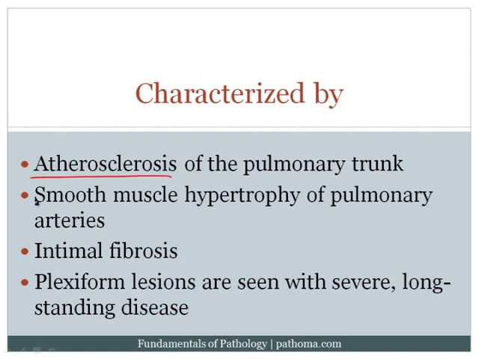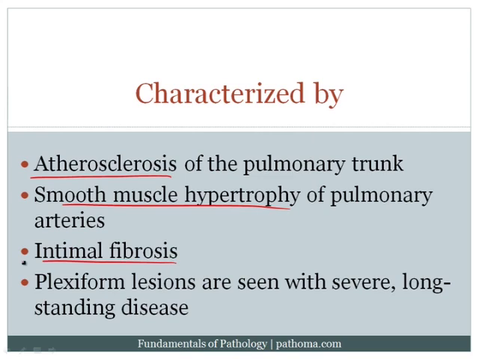You get atherosclerosis of the pulmonary trunk. The idea here is that if there's high pressure on a vessel, that increases the risk of atherosclerosis. You're well aware of the fact that hypertension is a risk factor for atherosclerosis. In addition, you get smooth muscle hypertrophy of the pulmonary arteries with some intimal fibrosis.